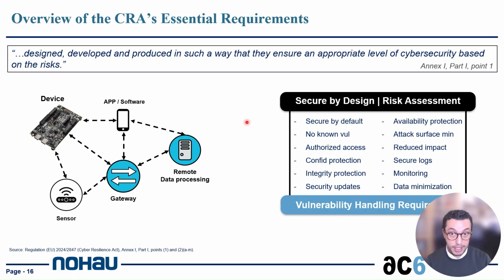Then we check that our architecture delivers the key outcomes, which are secure by default, no known exploitable vulnerability at release, authorized access, confidentiality protection, integrity, and security updates. These also have to be implemented. So this is secure by design in CRA terms: turning legal requirements into concrete design rules that engineering teams can verify, because we will need to test that later, because you must show evidence of what you are implementing. So in the test you have to show exactly that it was implemented.